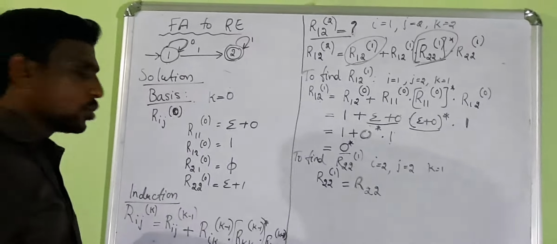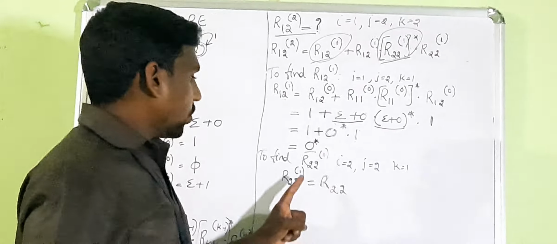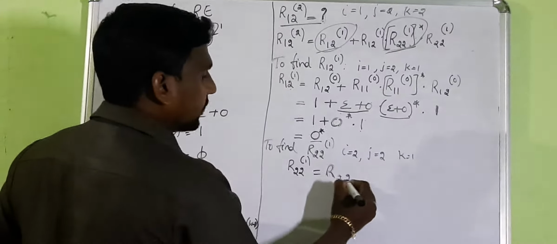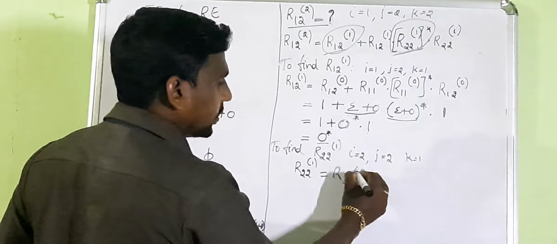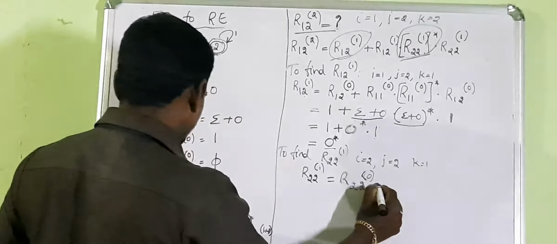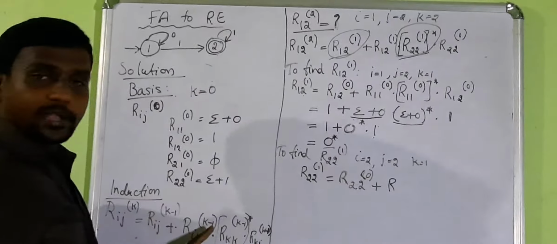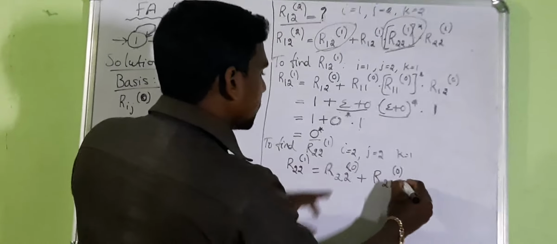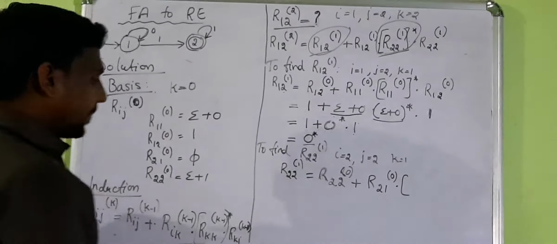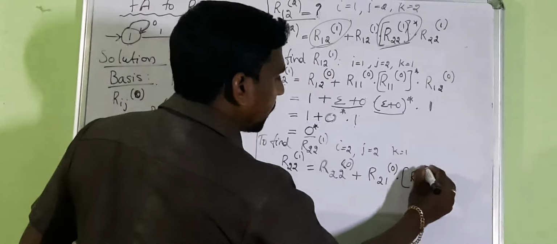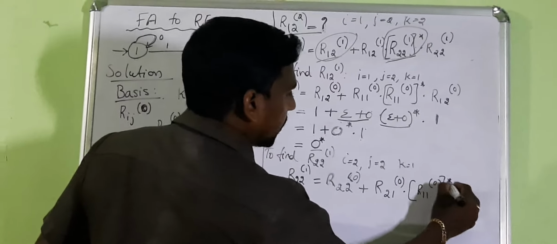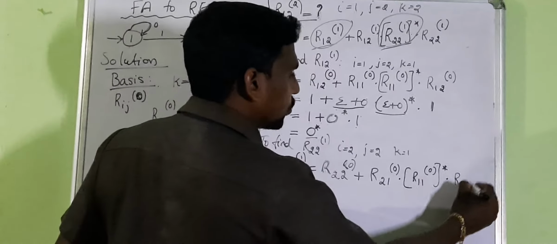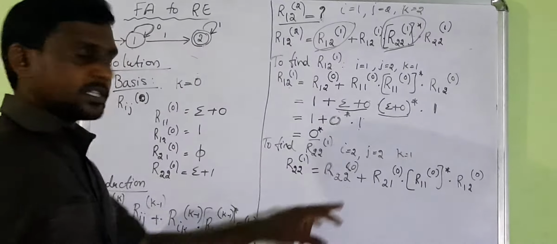Okay, i value is 2, j value is 2. R22 power 1 is equal to r. Then r_ij power k minus 1: i value is 2, j value is 2, k minus 1 is 0. Okay, k is 1, so 0 plus r_ik power k minus 1. What is r_i2? K value is 1, k minus 1 is 0, into r_kk power k minus 1, r11 power 0, the whole star, into r_kj power k minus 1, k value is 1, j value is 2, power 0. Okay, so power 0 value I got it.